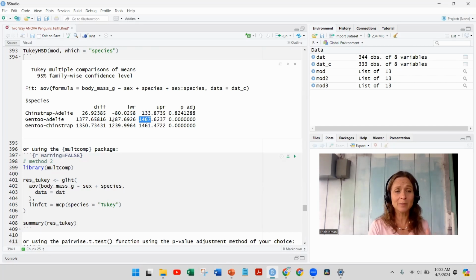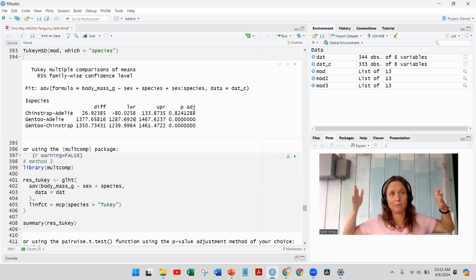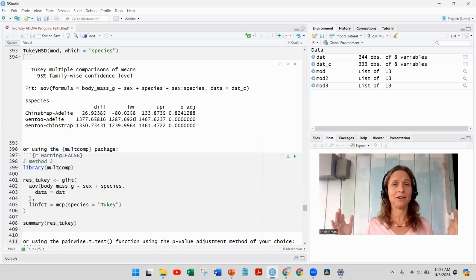Now, again, if you picture these numbers on a number line, 1,287 going up to 1,467. Is zero somewhere in between those two numbers? No. Zero is not between those two numbers, it's way over there. So the mean difference is not zero. We have a pretty good estimate, pretty good confidence. You could say we're 95% confident.